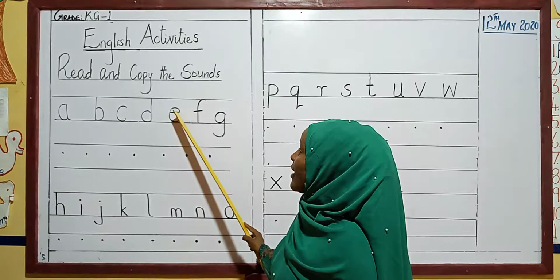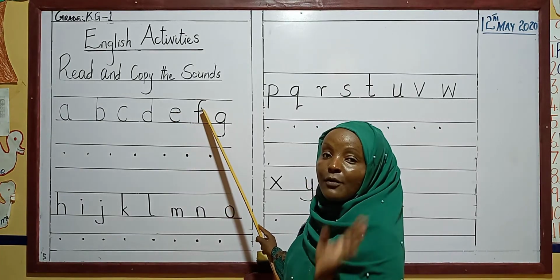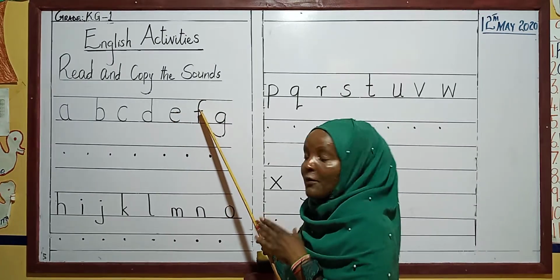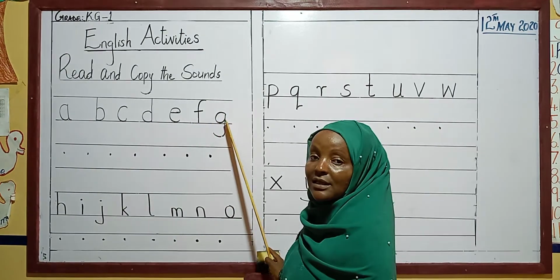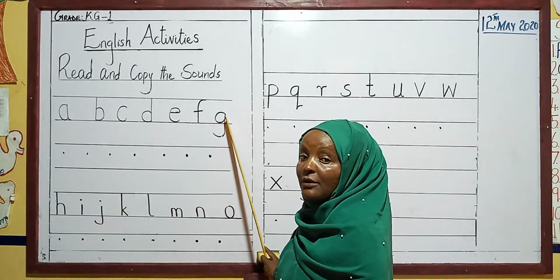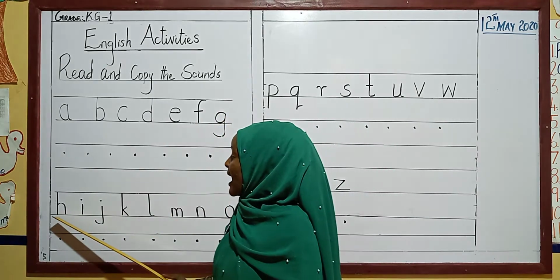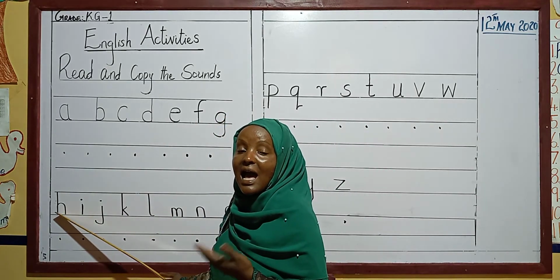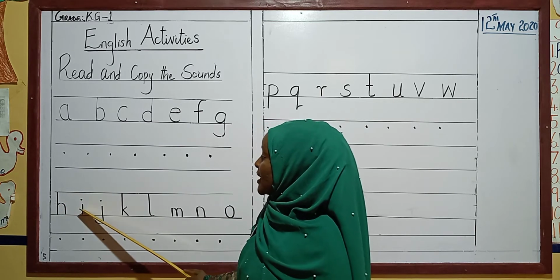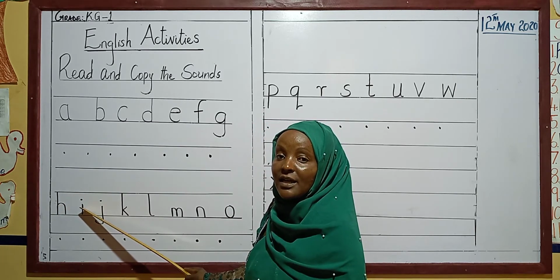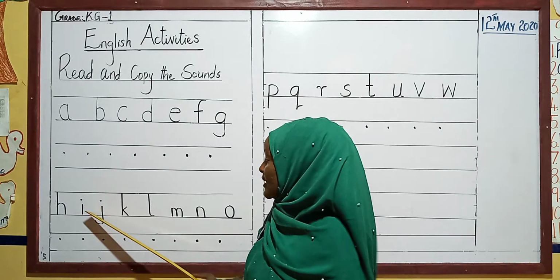E for egg. F, F, F for fish. G, G, G for gun. H, H, H for house. I for ink.